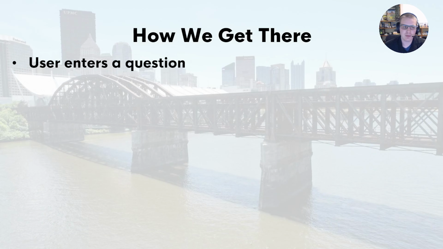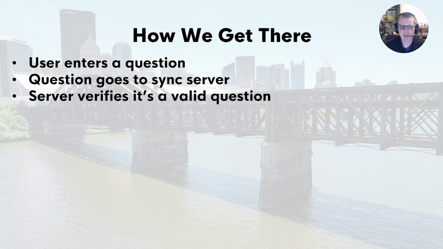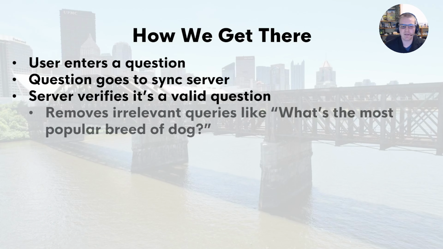How do we actually get there? Well, obviously, the first part is the user's going to enter a question. The question goes to the sync server. The server verifies that it's a valid question. So it's going to remove questions that are things like, what's the most popular breed of dog? That has nothing to do with us. We don't want you to use the AI chat for anything and everything that you want. It'll remove that type of question.